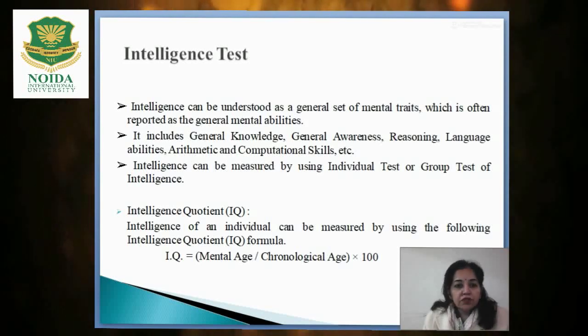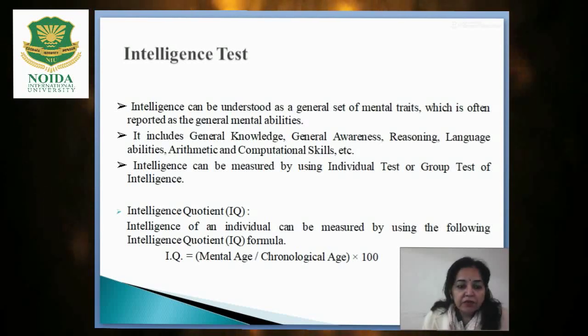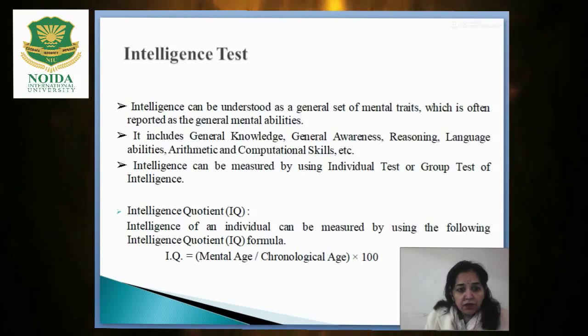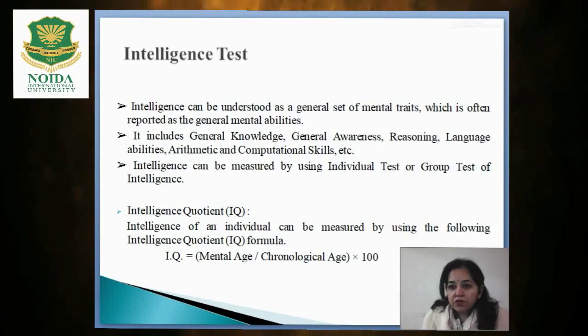Many psychologists and educationists opine that intelligence is a product of heredity and environment, but it is a matter of debate to get the real contribution of heredity and environment for intelligence of an individual. Many researchers have given different opinions on intelligence. It includes general knowledge, general awareness, reasoning, language abilities, arithmetic, computational skills. So, intelligence can be measured by using individual test or group test of the intelligence.